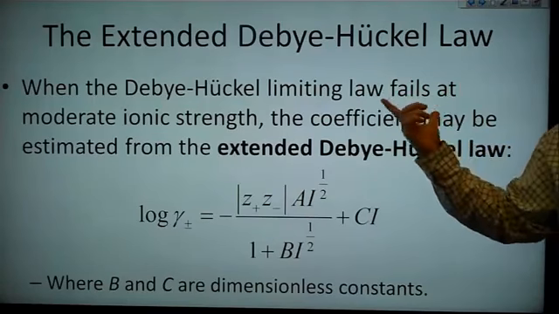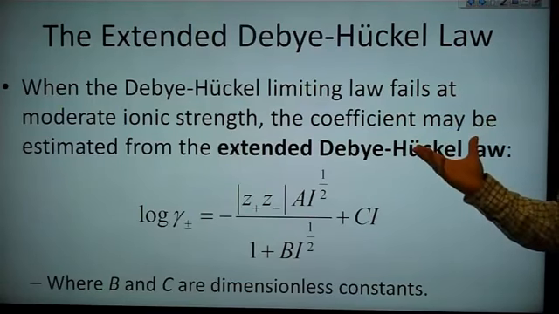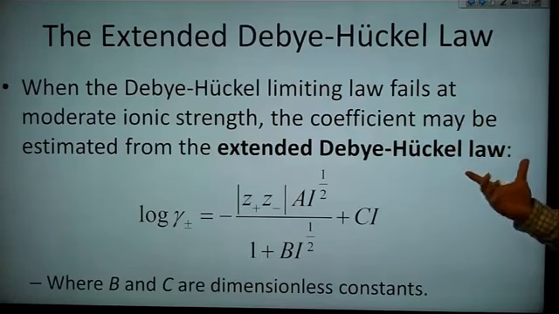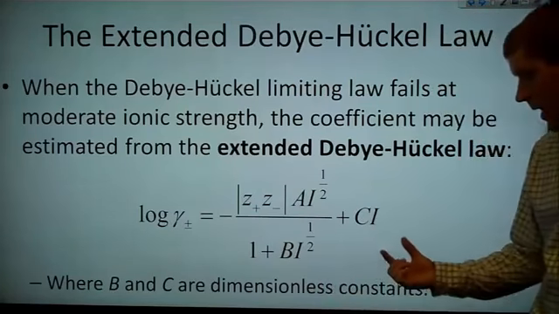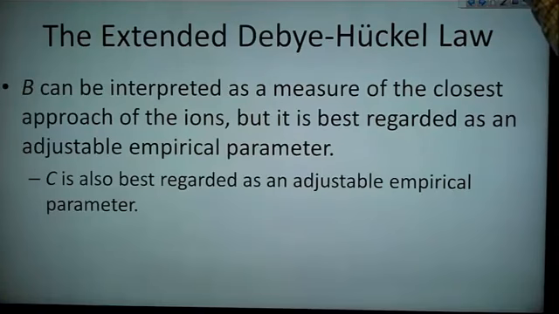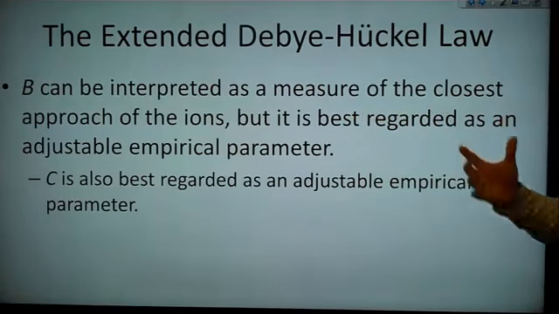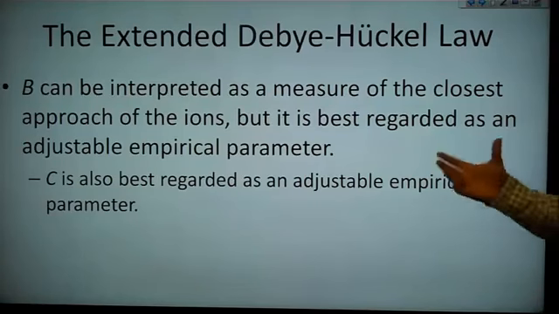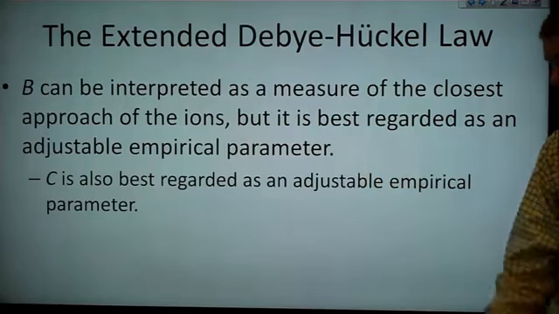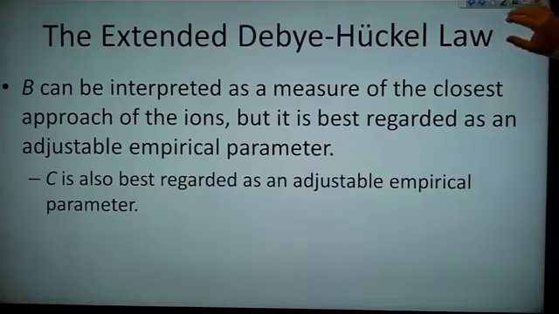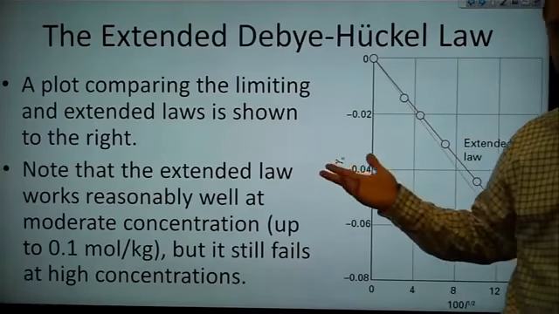So when the Debye-Hückel Limiting Law fails at moderate ionic strength, then the coefficient can be estimated from the extended Debye-Hückel Law, which is given here. And note here that this B and C are dimensionless constants, and furthermore, B can be interpreted as a measure of the closest approach of the ions, so how close together they get at their closest, but it's sort of best regarded as an adjustable empirical parameter, and C is also best regarded as an adjustable empirical parameter. So we have to just go out and measure these things.